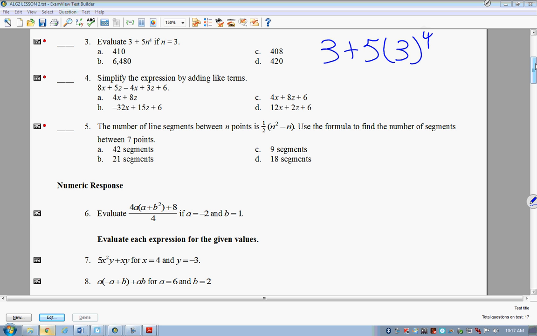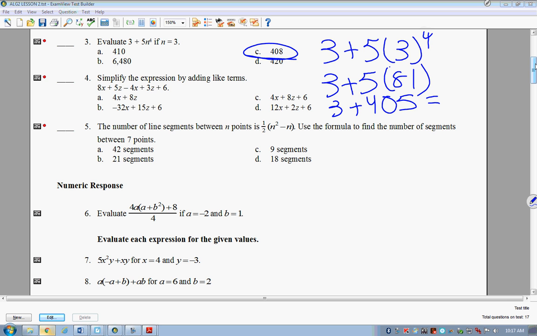Okay, so because inside the parentheses I can't do anything with that, your next move is to do exponents, correct? So what's 3 to the 4th? 3 times 3 is 9, times 3 is 27, 27 times 3 is 81. So 3 plus 5 times what? 81. Okay, what comes next? What's 5 times 81? 405. So I got 3 plus 405. What's my final answer? 408. Good job. Okay.